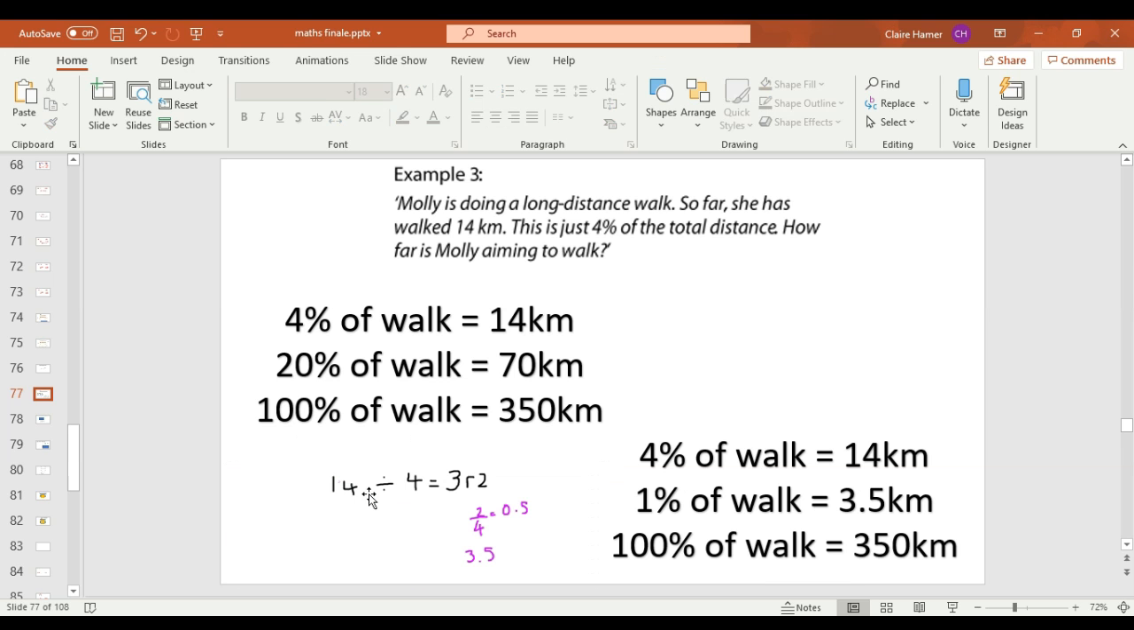Okay, notice how when I did 14 divided by 4, I got 3 remainder 2. So I put 2 on top of the divisor, I got 0.5. So there are 2 ways. I like these tasks. I like how there are many different methods.